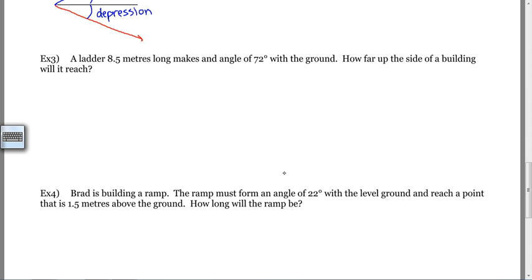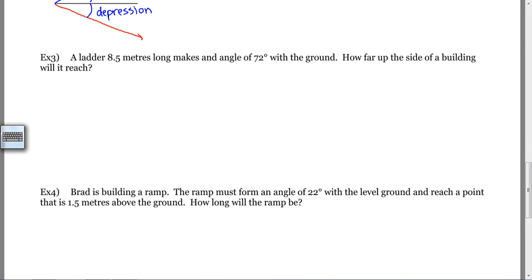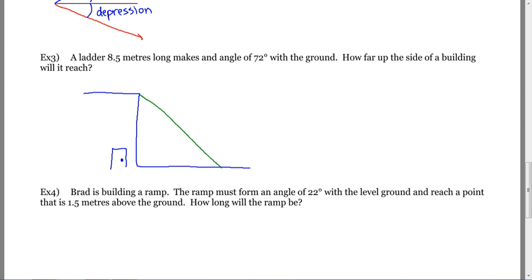A ladder, 8.5 meters long, makes an angle of 72 degrees with the ground. How far up the side of a building will it reach? So let's draw a little picture here. Let's draw a building. That's my door. And we'll draw the ground here. We have a ladder here, and it's on the side there.